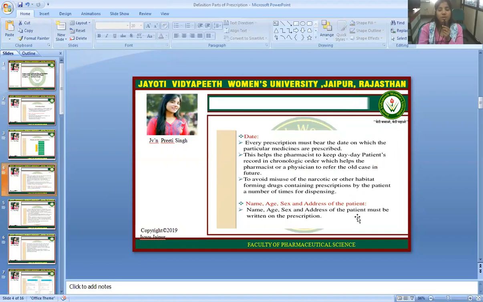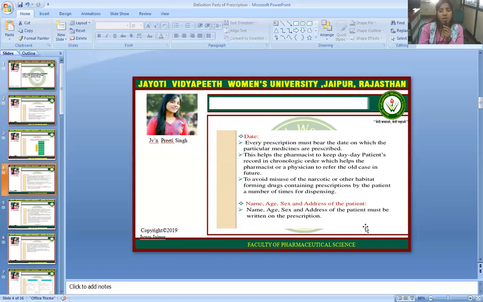So firstly we discuss the date. Every prescription must bear the date on which the particular medicine is prescribed. This helps the pharmacist to keep day-to-day patient records in chronological order, which helps the pharmacist or physician to refer to the old case in future. It also helps to avoid misuse of narcotic or other habit-forming drug prescriptions by the patient a number of times for dispensing.